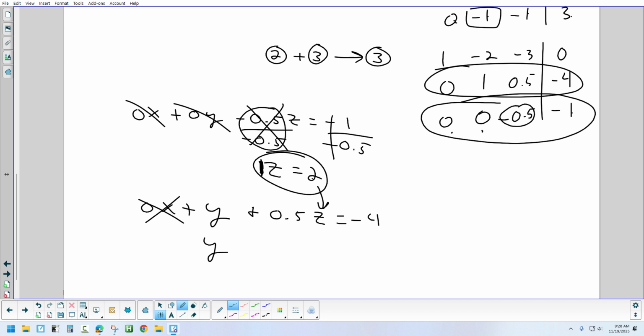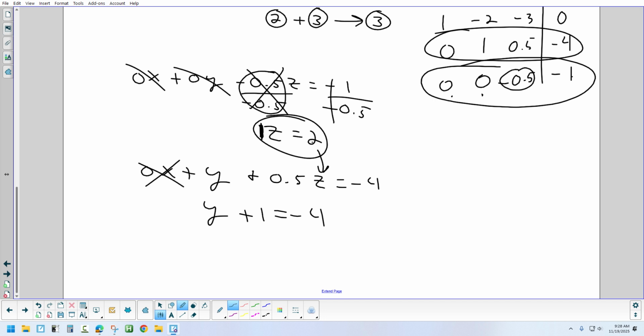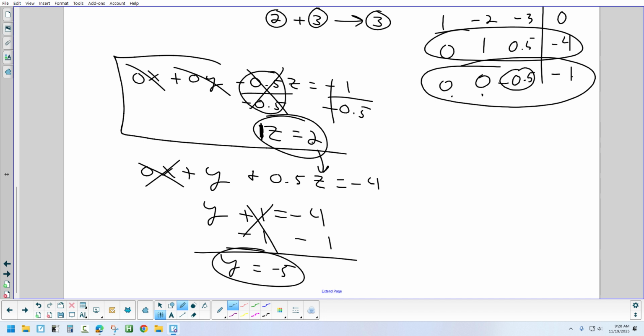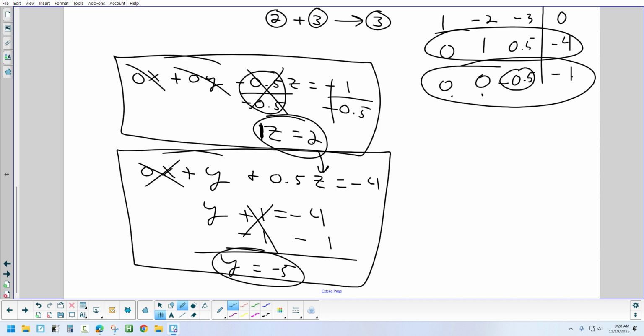Sorry, what's 0.5 times 2? 1. And how would you get y by itself? Subtract. Subtract 1. So we get y equals -5. All right, so this gave us z. This gave us y. What's the last thing we need?